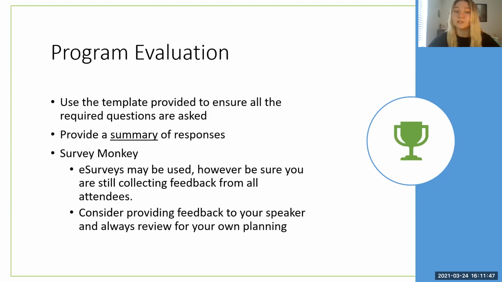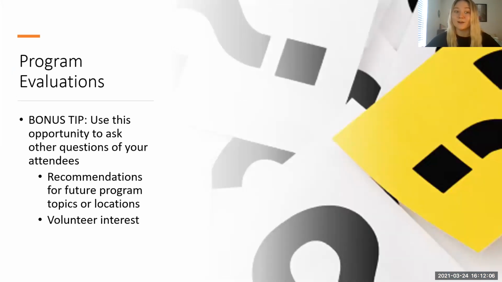For program evaluations, we also include a template for this, and you'll just need to provide a summary of the responses when submitting your request. So you can do this in an Excel sheet, or you can combine all of the responses into a PDF document and submit it that way. And just a tip, evaluations are a great opportunity to ask other questions for your attendees other than what we've provided on the template, such as asking them if they have any recommendations for future programs or if they have any volunteer interest.